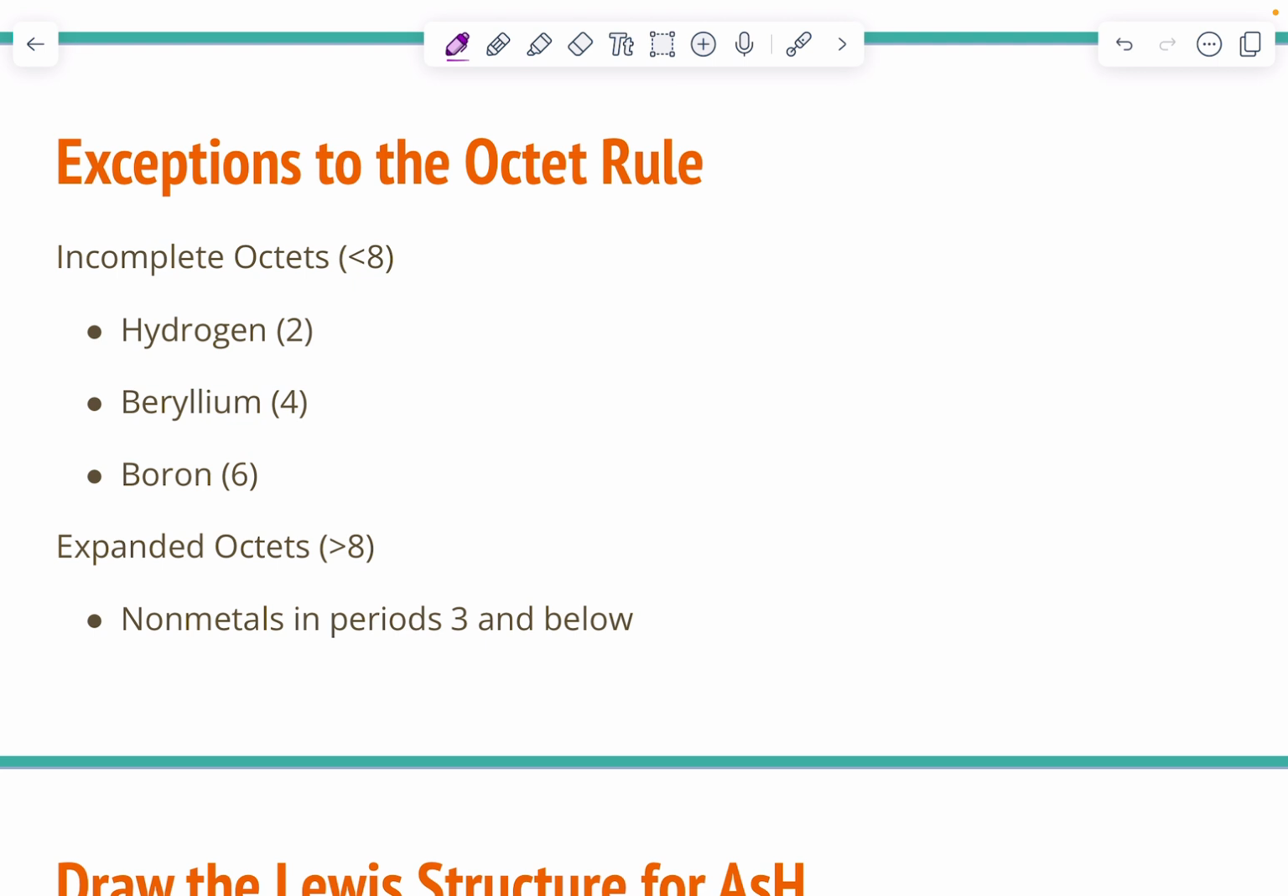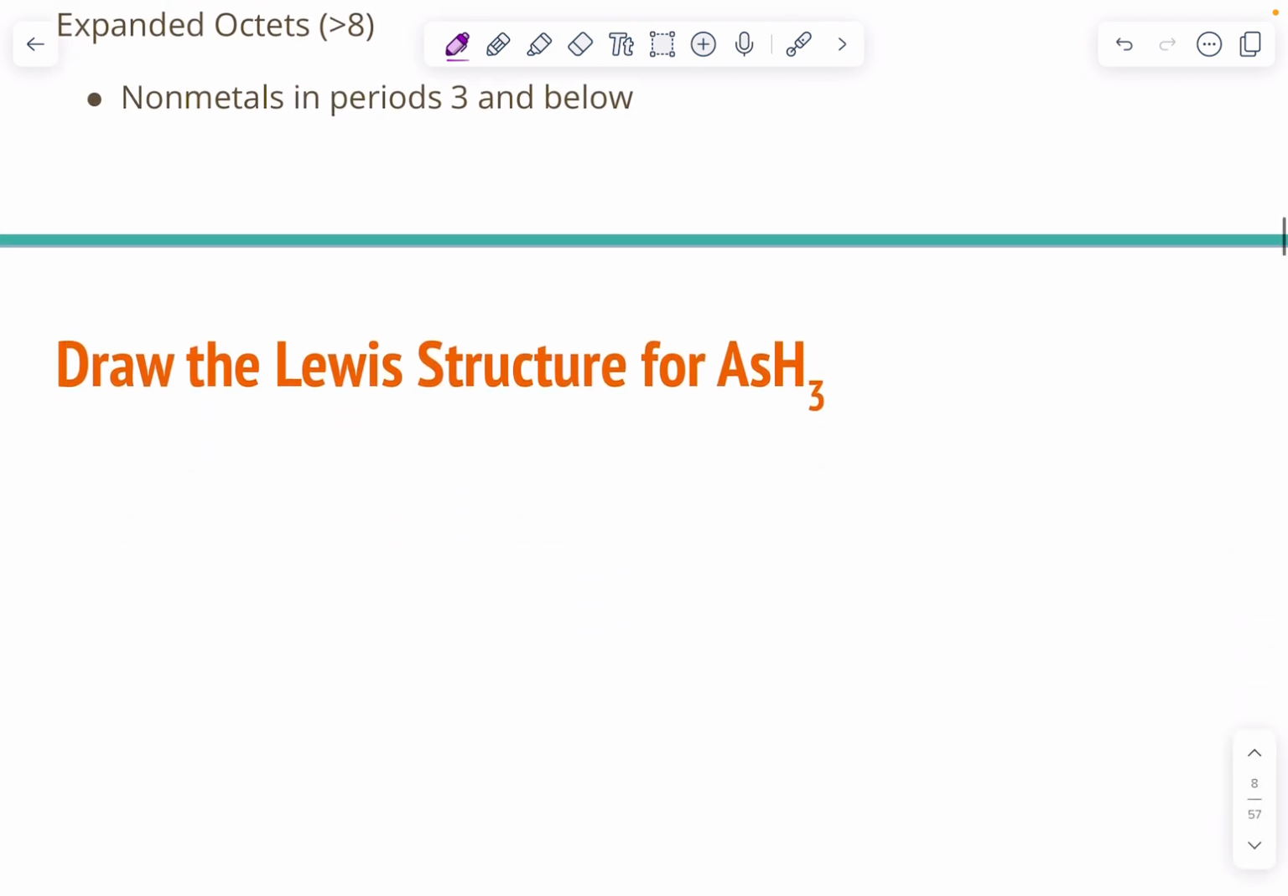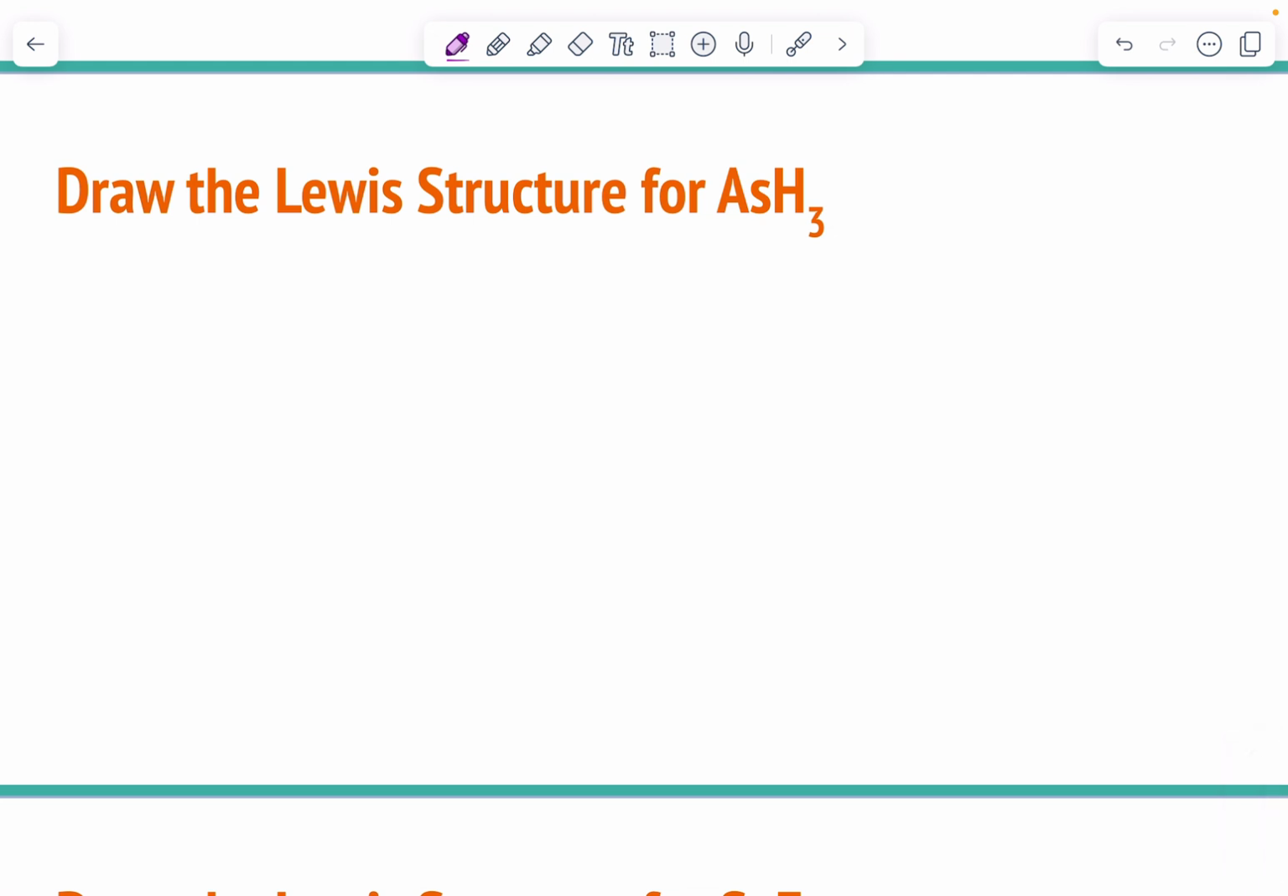The other exception, which is probably the most common, is those atoms that can have what we call expanded octets. So expanded meaning more than 8. And this is true for all of the nonmetals in period 3, which is row 3 or below. In general, phosphorus is the first element that we would expect to have an expanded octet. Any nonmetal above that, with an atomic number higher than phosphorus, would be capable of having an expanded octet, or more than 8. Okay, so what we're going to do now is follow the rules to draw Lewis structures for several different compounds.